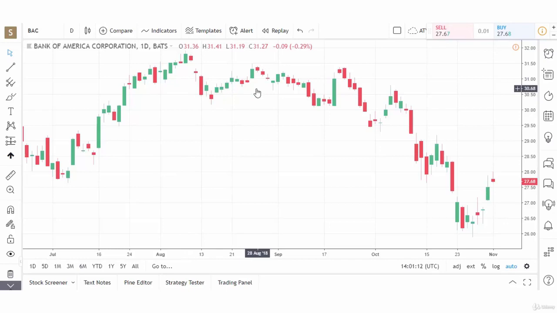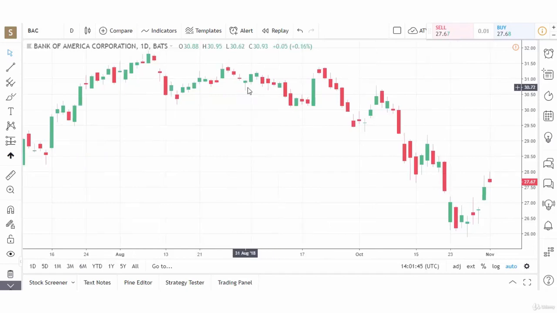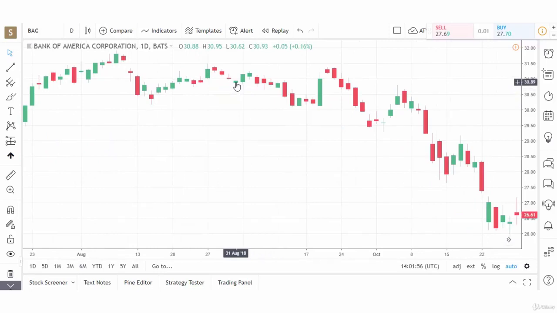Now let's take a look at a green candlestick. Let's look at August 31st. We'll see that the stock opened at 30.88. It dropped down to a low of 30.62. It reached a high of 30.95 on the day, and then closed at 30.93. And you can see that the close and the high are very close to each other, so there's almost no wick. You really have to zoom in to see a very tiny wick at the top. So that's how we read a candlestick on a chart.